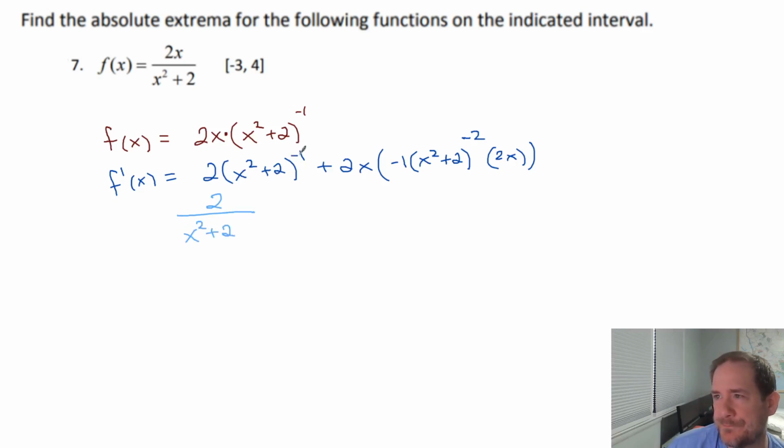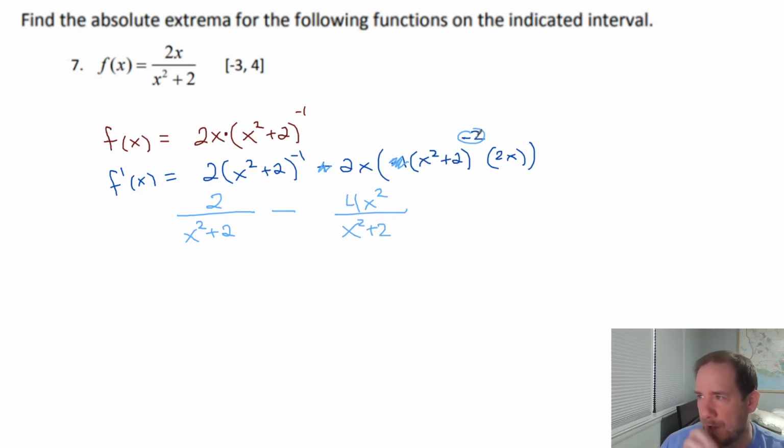If I resolve this negative exponent, then that just gets pushed back into the denominator. Then I see my -1 here, can just make this into subtraction. I see a 2x times a 2x making a 4x squared. And then I see a negative power that I would just take this base and push it into the denominator, x squared plus 2. And since the power is negative 2, this is going to be squared.